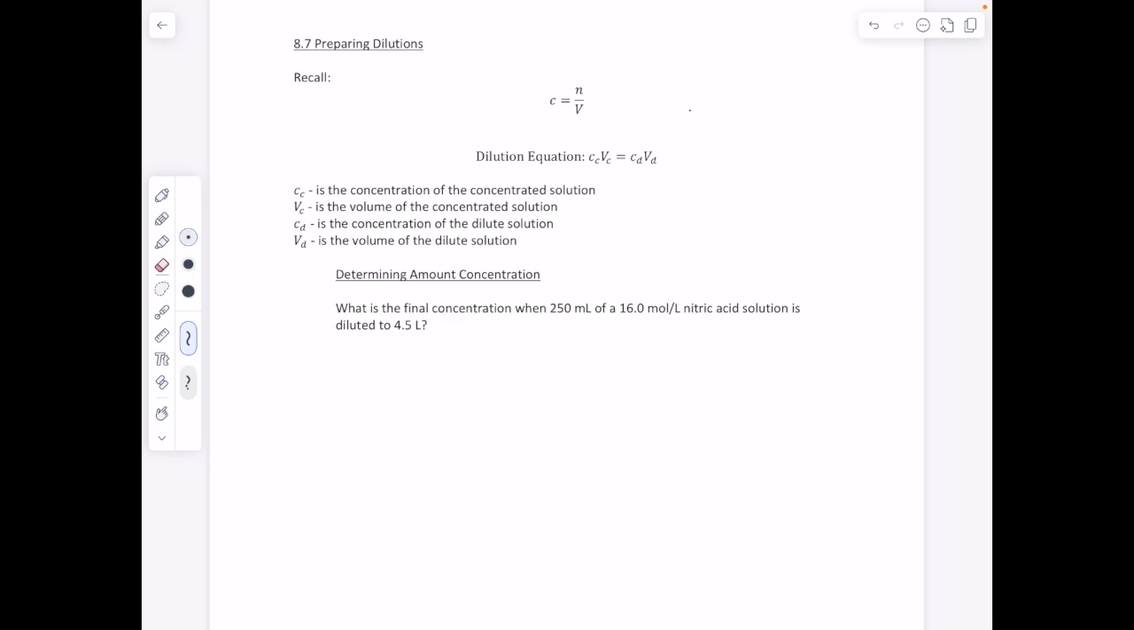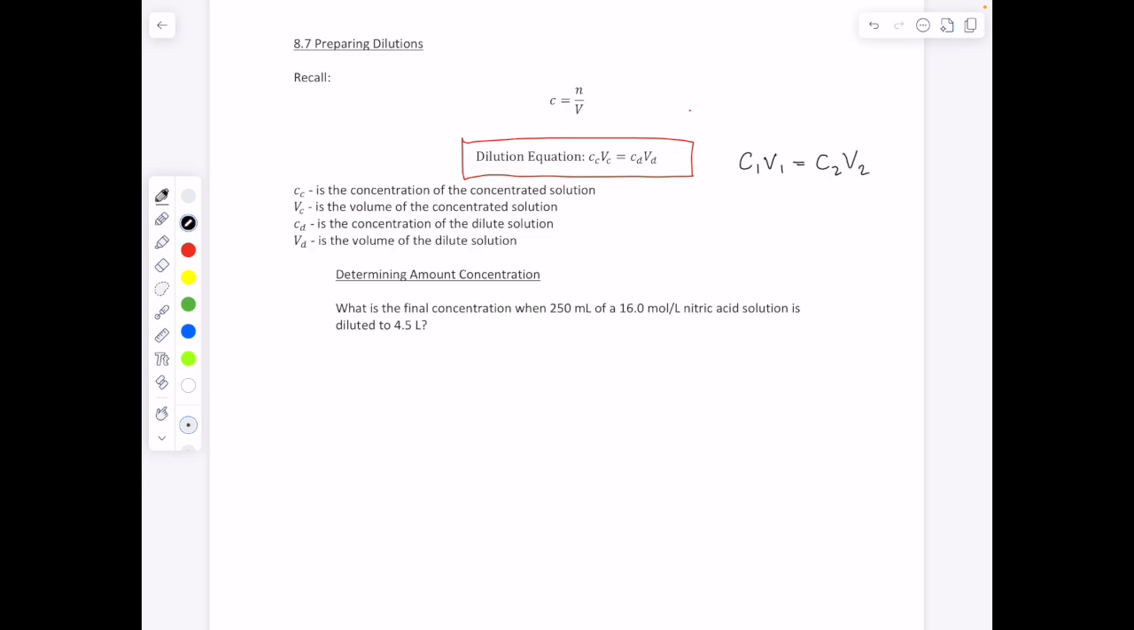8.7, preparing dilutions. Recall that the amount concentration is equal to the number of moles divided by volume. We can dilute concentrated solutions into dilute solutions using the dilution equation. The dilution equation says the concentration of concentrated solutions times the volume of concentrated solutions equals the concentration of diluted solutions times the volume of diluted solutions. We sometimes see this equation written as C1V1 equals C2V2.